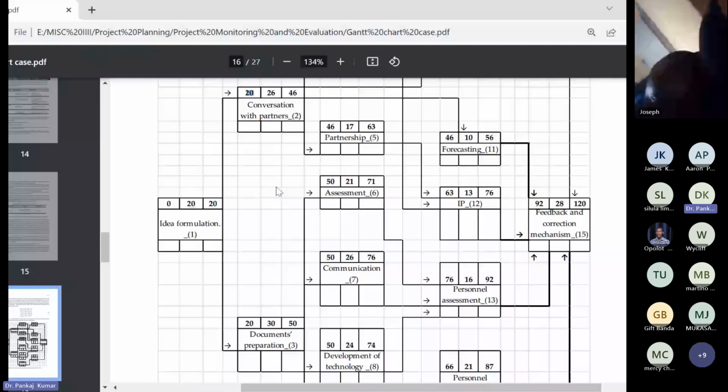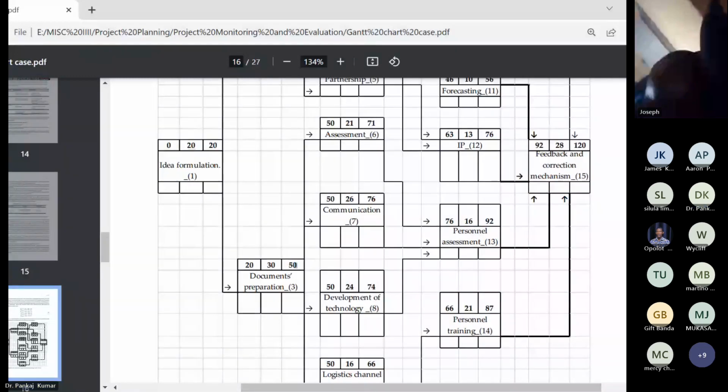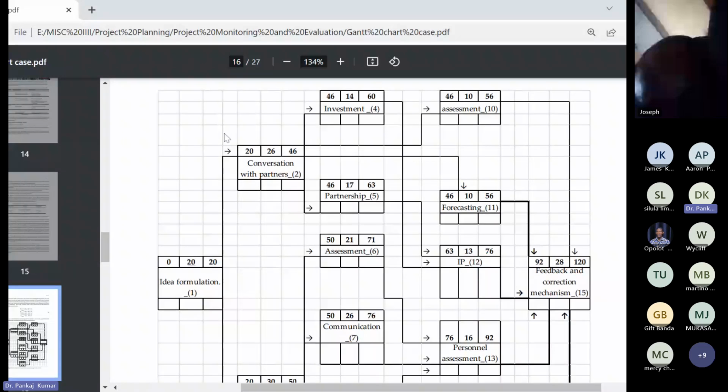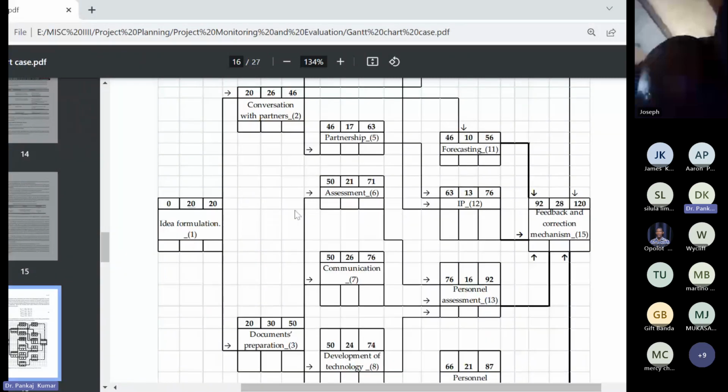And also you will see document preparation here. It is 20, and it will take 26 days more to finish the conversation with partners. Then the total time taken would be 46. 20 plus 26 equals 46. Same way, you will see document preparation will take a time of 30 days, and already it has started on the 28th. So the total time would be 50. 20 plus 30 equals 50.